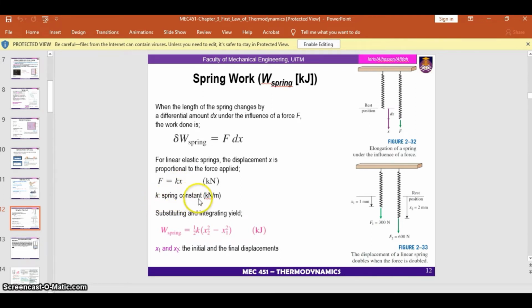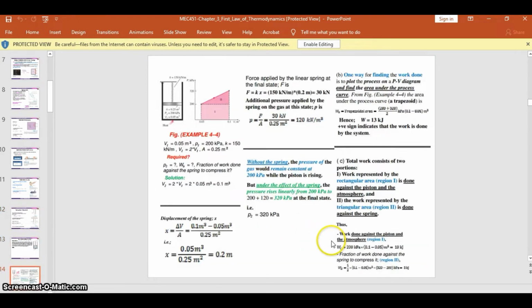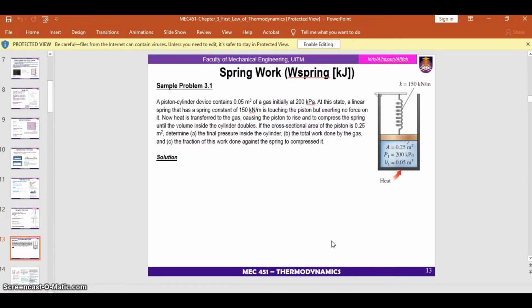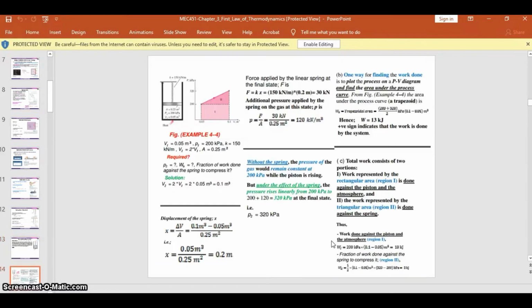K is actually given in the question. And when we substitute and integrate it, we get the formula for work based on a spring. Okay, so this is an example where the case of a spring has been introduced to thermodynamics.